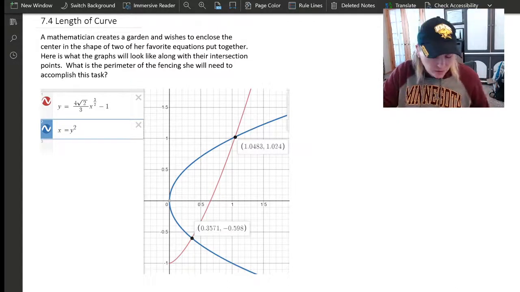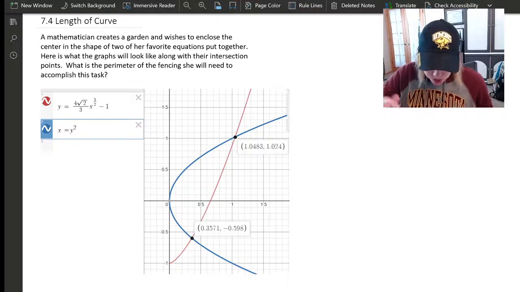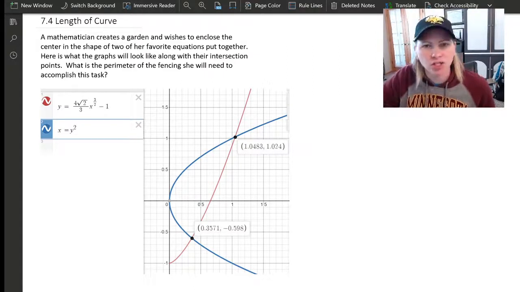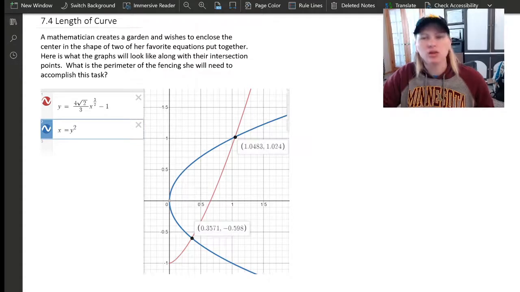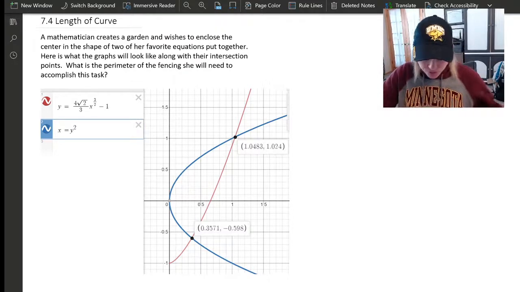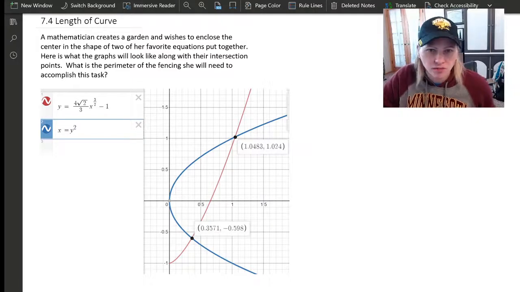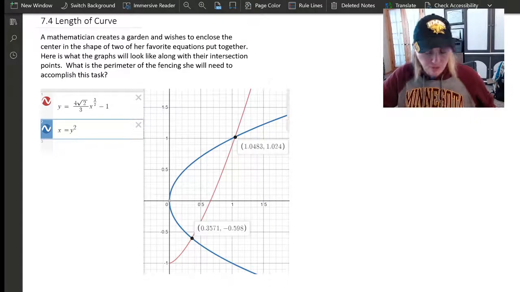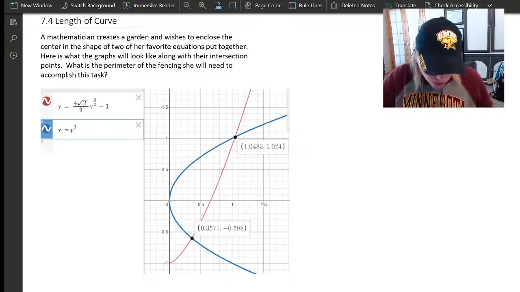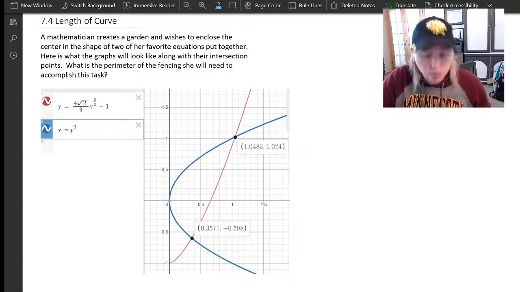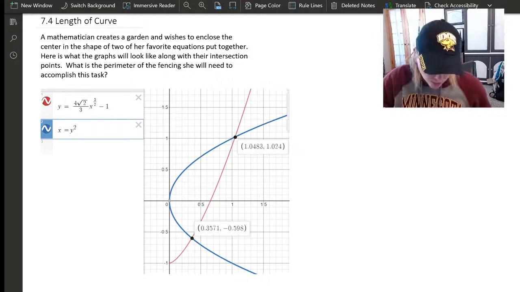And so what we have here is an example of a mathematician who's created a scale drawing of a garden that she wants to enclose in the center between these two curves. What we want to do is find the perimeter of this garden so that we can buy fence to put around it. So we want to find the distance from this bottom point up along this blue curve, and then add it with the distance following the red curve, and they're defined here with these two equations.